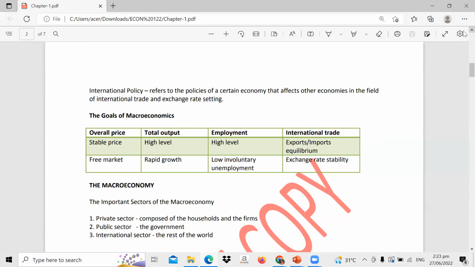Now, we have it here, the goals of macroeconomics. As to overall price, dapat stable price. And then, as to output, high level. As to employment, high level. And then, there should be an equilibrium as to our exportation and importation. Okay? Then, sa free market, overall price for the free market, then you have here, as to total output, it should be rapid growth. And as to employment, again, high level siya, at the same time, low unemployment.